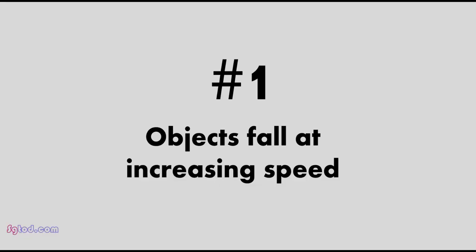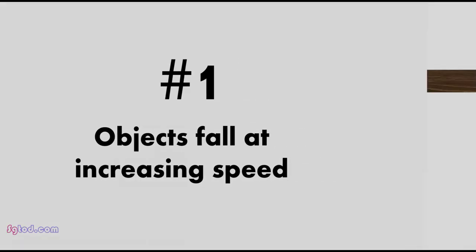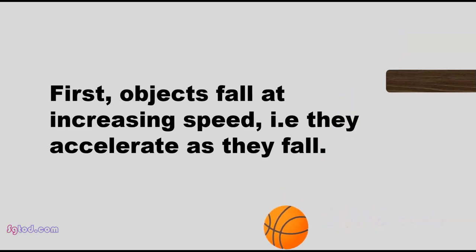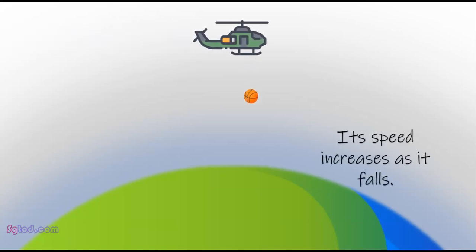First, objects fall at increasing speed. That means they accelerate as they fall. We often do not notice this because objects fall so fast. But if we were to drop an object from a very high altitude and measure the distance it travels over time, we will discover that its speed increases as it falls. In other words, it accelerates as it falls.